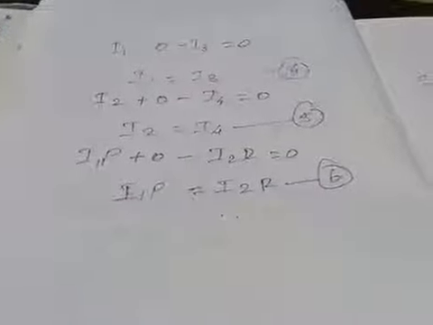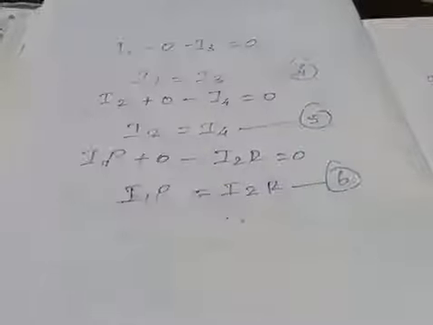I1 equal to I3. So this is the step: substitute Ig equal to 0 in equations 1, 2 and 3. Ig equal to 0. Okay. Now we got the 3 equations 4, 5, 6.